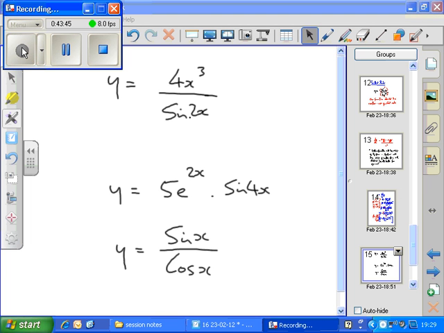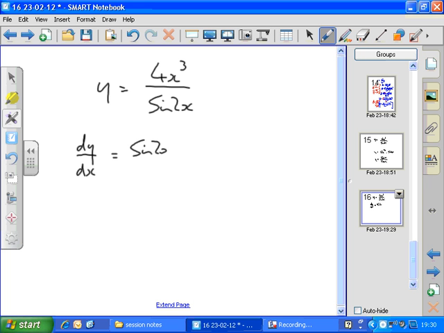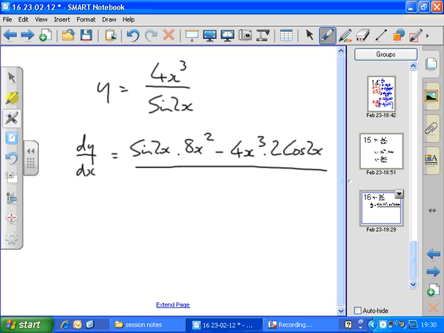So let's have a look at these examples then, applying the rules as we go along. I'll take each one in turn. y equals 4x cubed over sine 2x. To do this one, I know I'm going to use the quotient rule because it's one function divided by another. And because I've done so many of these, I can just think of it in words as I'm going along. Bottom function, sine 2x, times the differential of the top function, which is 8x squared, minus the top function, which is 4x cubed, times the differential of the bottom function, which is 2 cos 2x, all divided by the bottom function squared, which by convention is sine squared 2x.